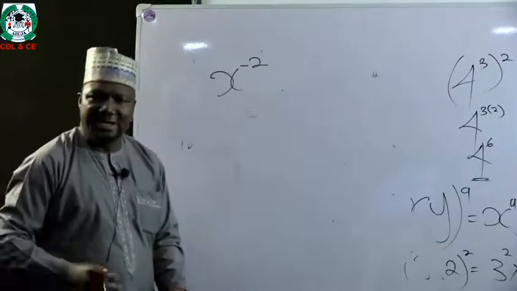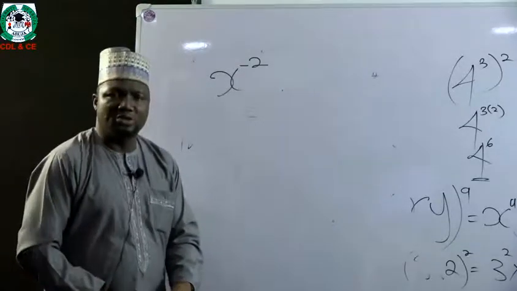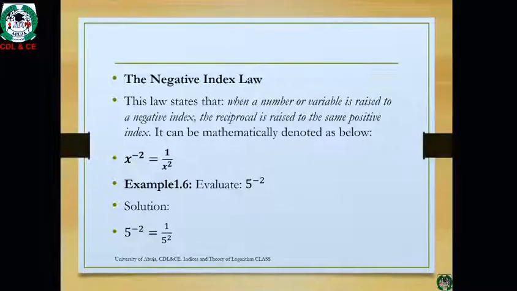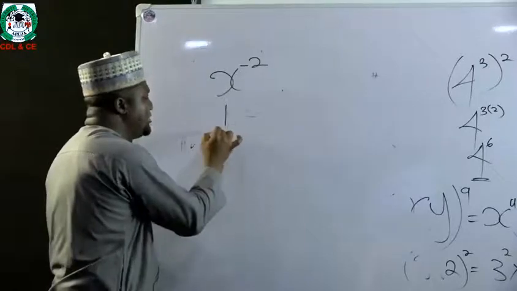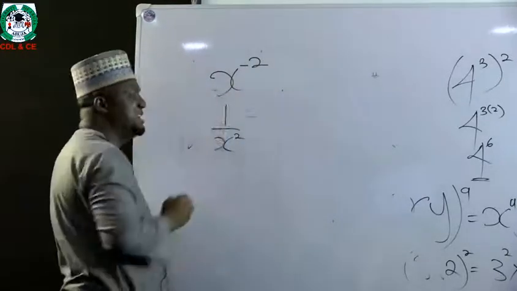we simply reflect, excuse me please. According to the law, we simply remove this negative index by finding the reciprocal. What is the reciprocal? 1 all over x. Then we put the 2 without any minus sign.